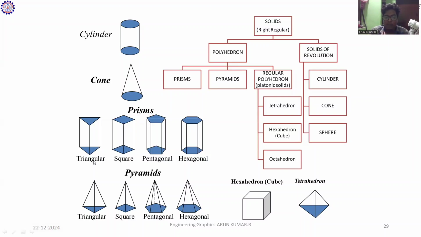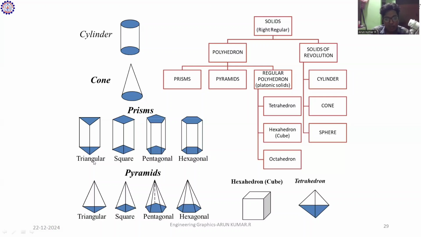How are they named? The triangle plus pyramid is called a triangular pyramid. Then square plus pyramid is called a square pyramid. Then pentagon plus pyramid is called a pentagonal pyramid, and the hexagon plus pyramid is called a hexagonal pyramid. These are the names in the polyhedron classification under prism and pyramid.